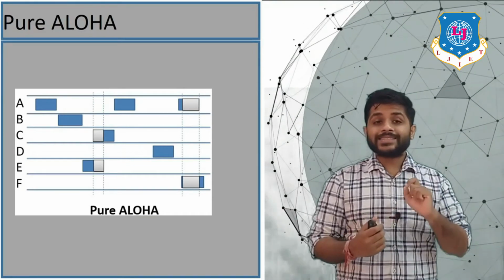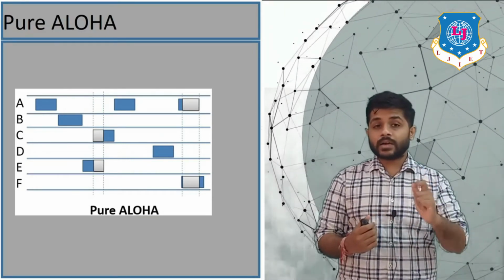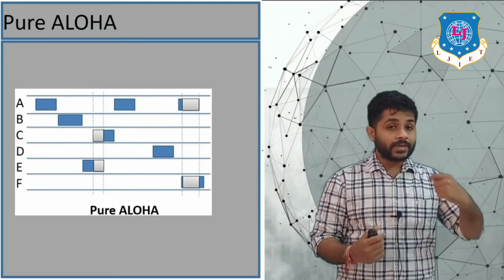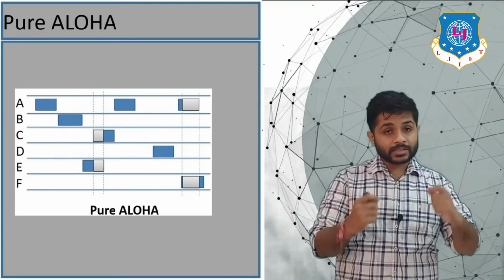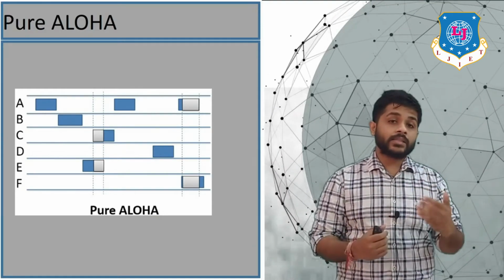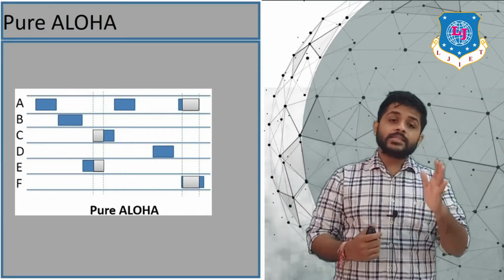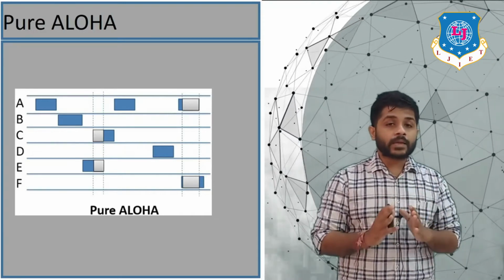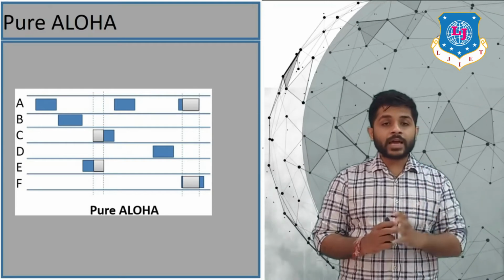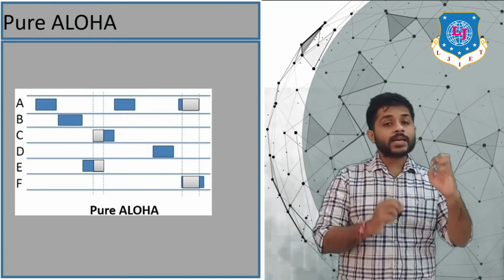So the sender will send the data again. Now notice, the sender cannot send data again as soon as it knows that there is a collision, because if it sends data as soon as it knows, there will be a high chance that there will again be a collision. So instead, the sender will wait for some random amount of time, which is also known as back-off time.